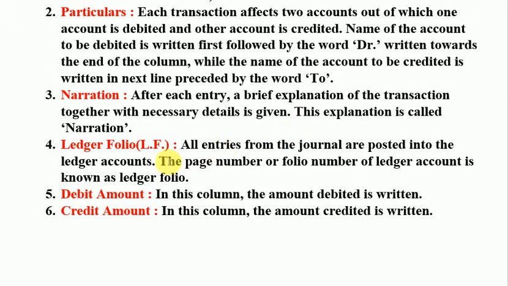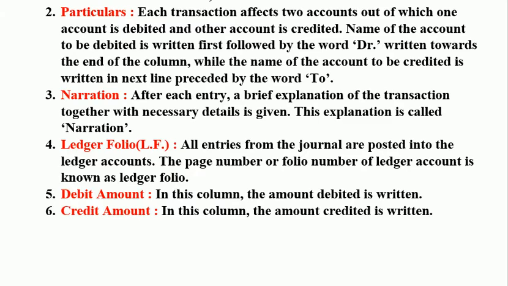And the ledger folio: all entries from the journal are posted into ledger accounts. As we had already discussed in our earlier classes, whatever journal entries are recorded in the books, after these journal entries we will classify all the business transactions in separate accounts. That separation is known as what? A ledger account. Got it? And the page number or folio number of the ledger account is known as ledger folio.